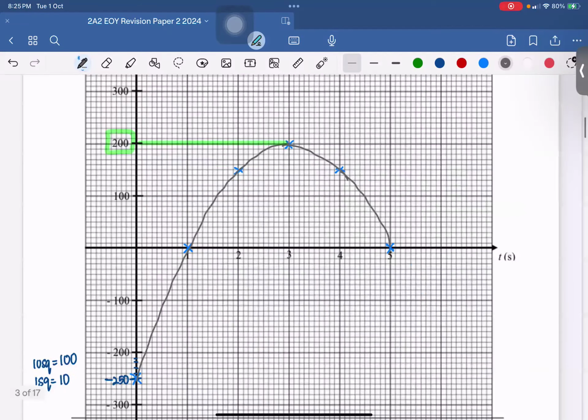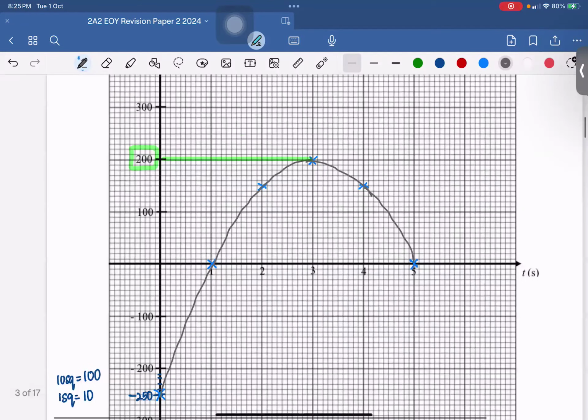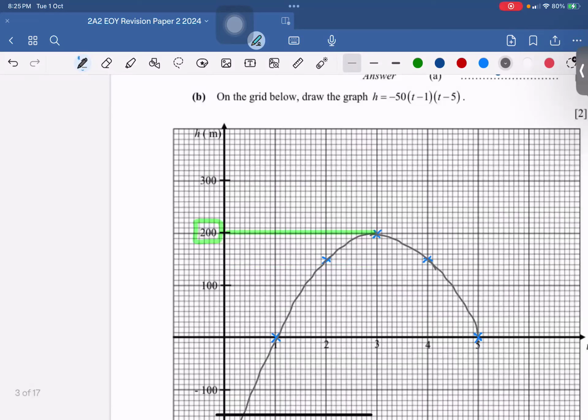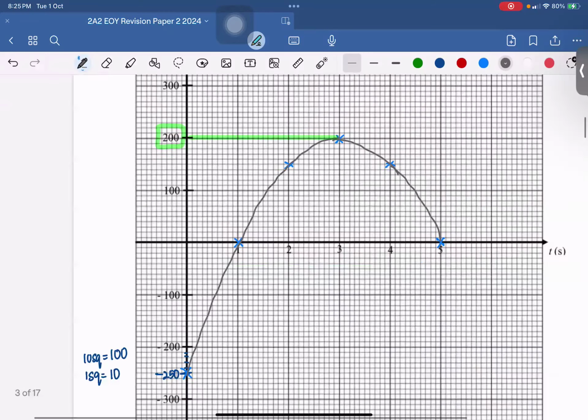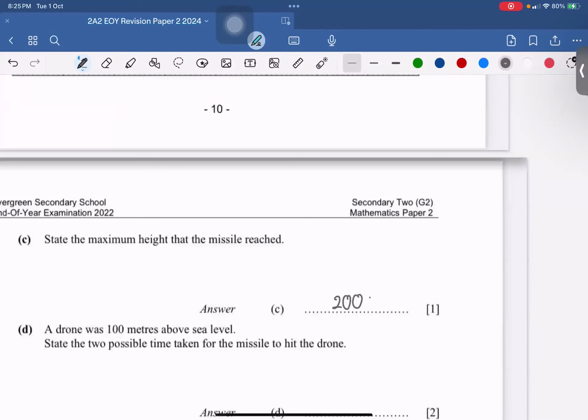Okay, so in this case, my maximum height is 200 and has units. So this is 200 meters. So my answer for this one will be 200 meters.